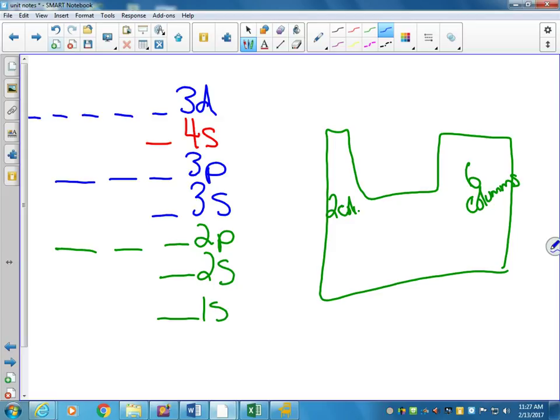4, 5. After the 3d's, what comes next? So after the transition metals, we run into the 6 columns at the end. And what are those? 4p's. How many lines do we draw for 4p's? 3, because there's 3 orbitals in the p's. If I carry on, what's the next thing I'm going to write down? The 5s. Okay, with the 5s, that's the rubidium and the strontium. And we'd write 5s with a single line.